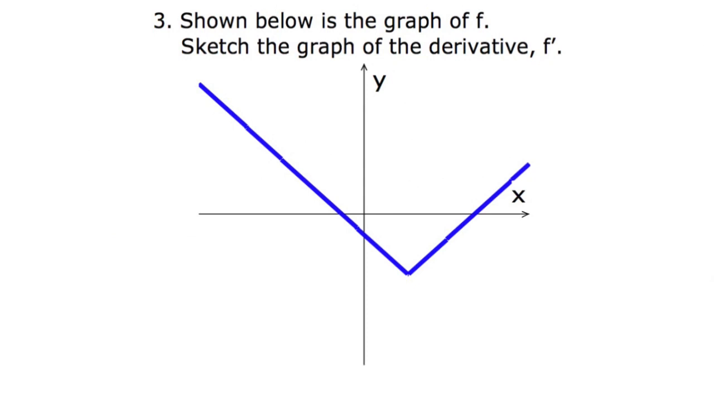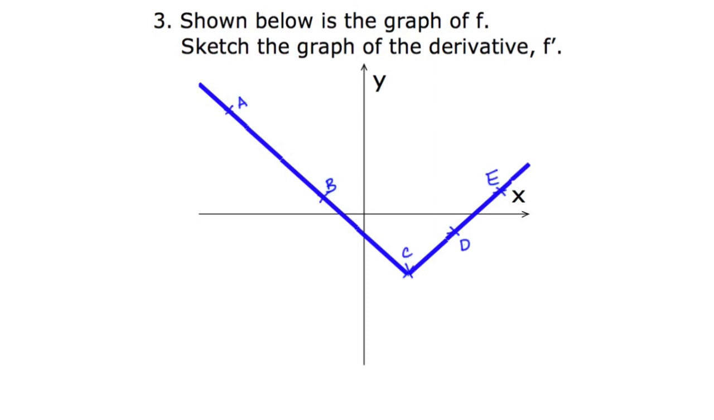In example 3, we're given what looks like the graph of an absolute value function because of this shape that looks like the letter V. And my objective is to draw the derivative of this graph. So like the first 2 examples, I'm going to pick a few arbitrary points that lie on this graph that looks like a V. I'm going to name those points A, B, C, D, and E.